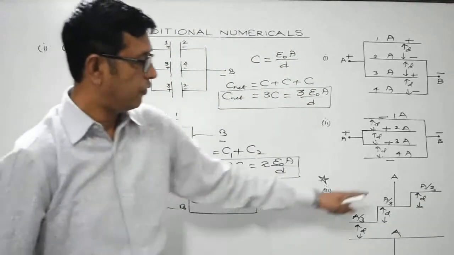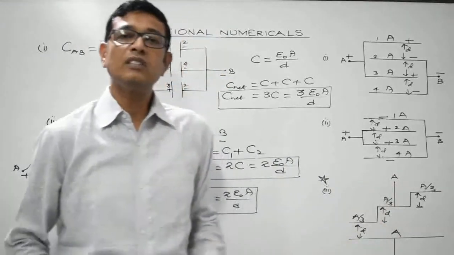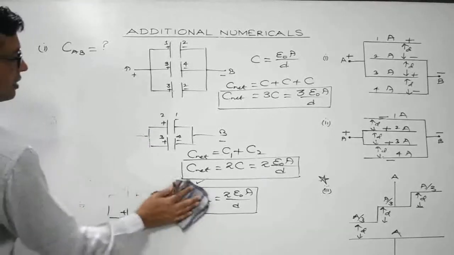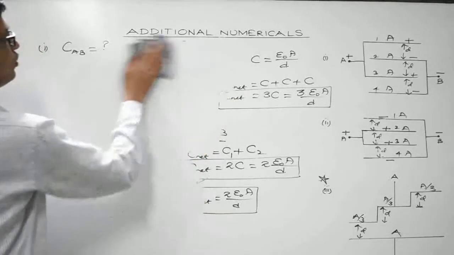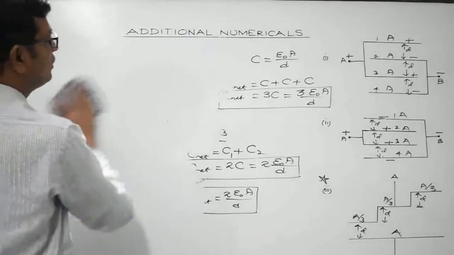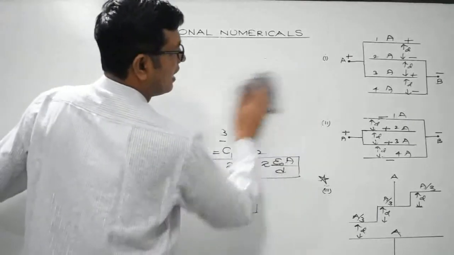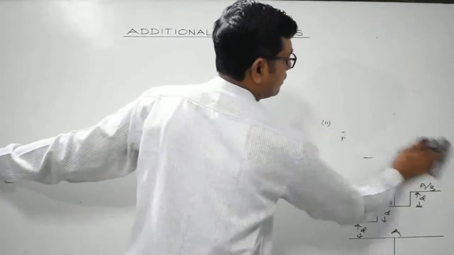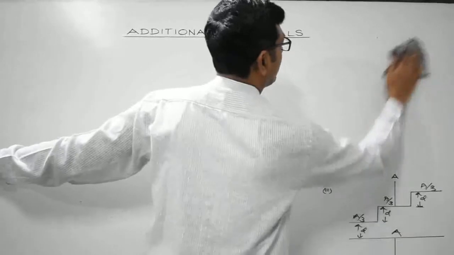So we are supposed to find out the equivalent capacitance between the points A and B. So think over it. We'll proceed in a similar manner. We need to find out the net capacitance between the points A and B. So let's try to solve it. Once again I repeat the question.